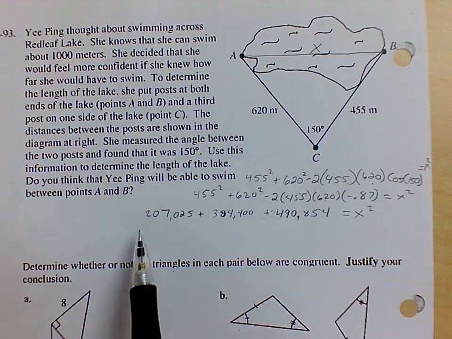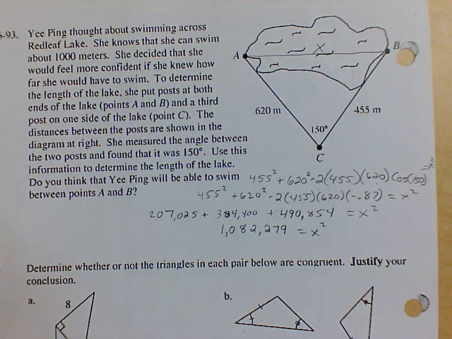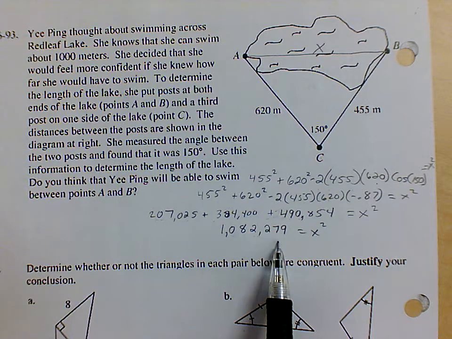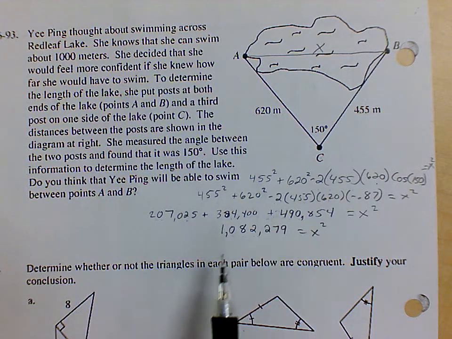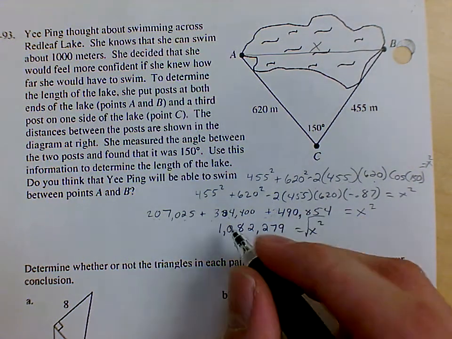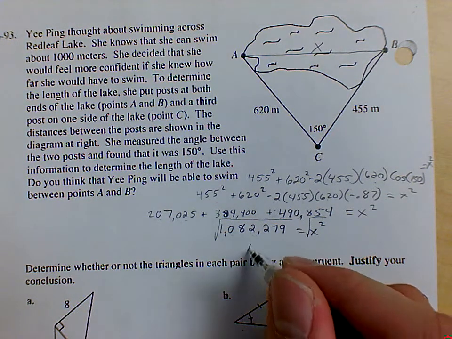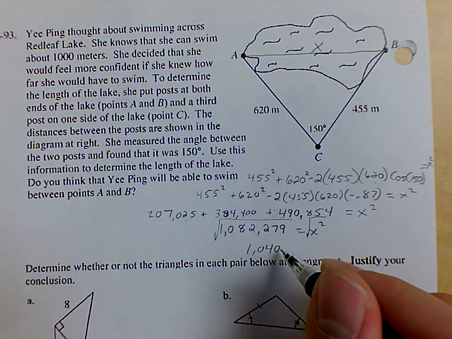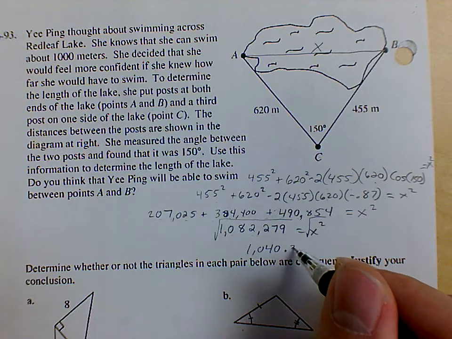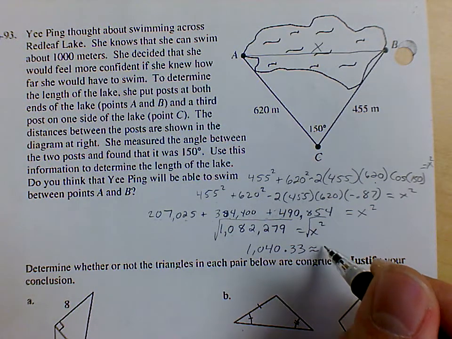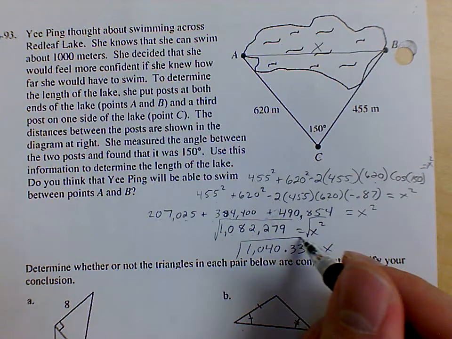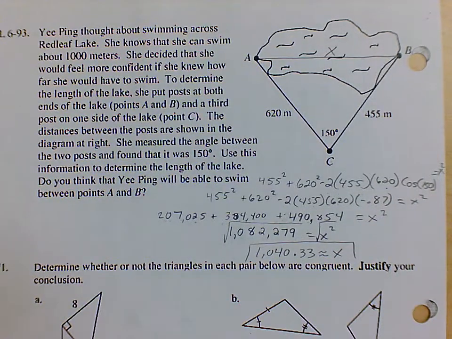I've got to combine my terms. I've got to add all those together. So I get an answer of 1,082,279 after I add these three things together. That equals x squared. To get x, I have to square root both sides. When I square root that big long number, I get 1,040.33, which is approximately x. And there's my value for x.